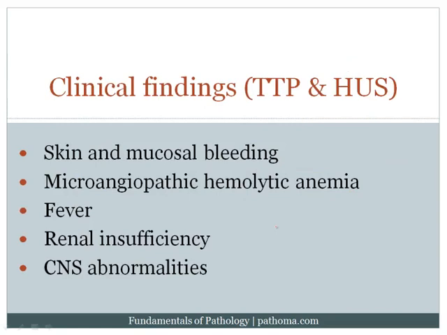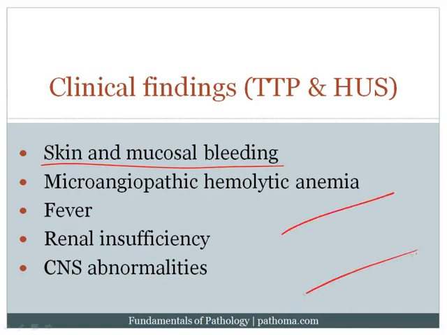Now, the clinical findings are very similar in TTP and HUS. So if it's thrombotic thrombocytopenic purpura or hemolytic uremic syndrome, these are both microangiopathic hemolytic anemias, as I've already explained, and the clinical findings are very similar. So they get skin and mucosal bleeding. Why would they get skin and mucosal bleeding? Well, in both cases, you're getting platelet microthrombi within the blood vessels, correct?